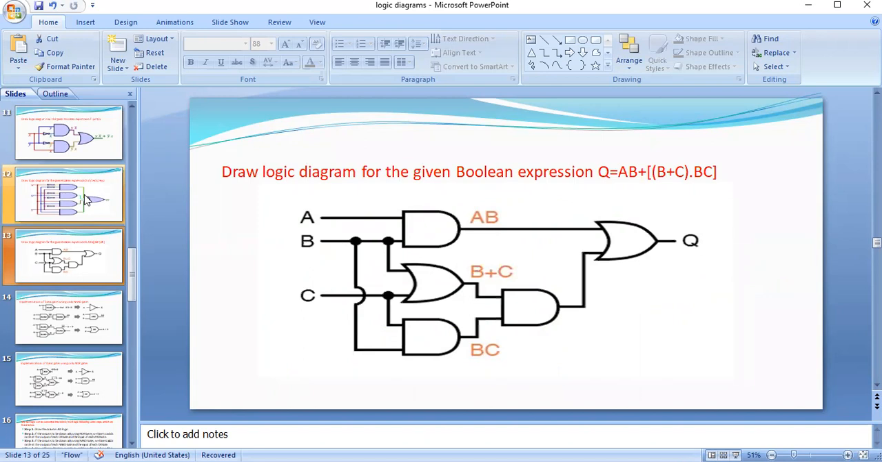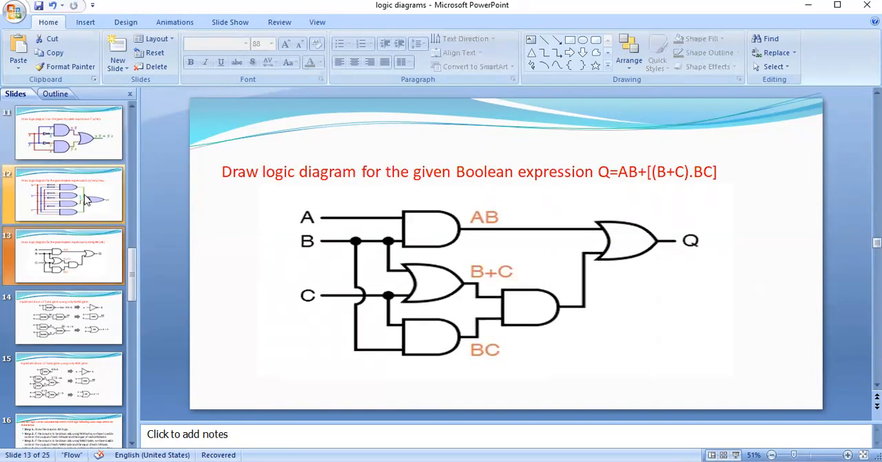And next, draw the logic diagram for the given Boolean expression. This example is a little different from the previous examples. Here we have AB plus, within the brackets, B plus C dot BC. We need to consider B plus C as a separate term, BC as a separate term, and after that, B plus C dot BC as a separate term.